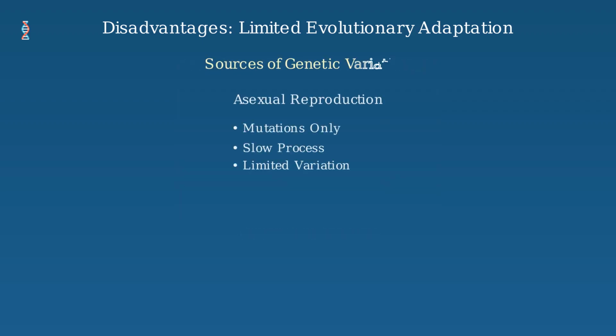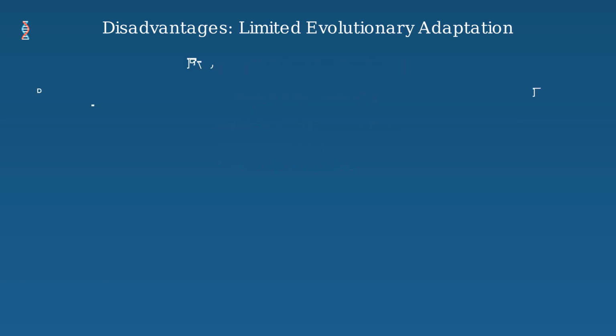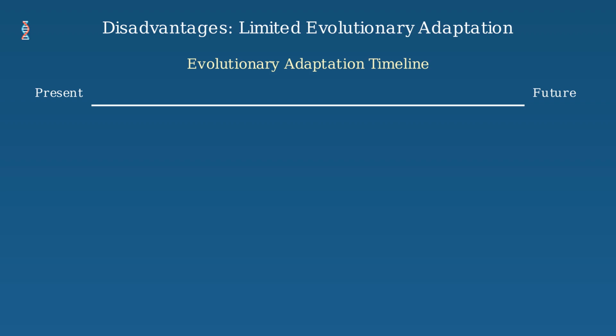In asexual reproduction, new beneficial traits can only arise through random mutations. In contrast, sexual reproduction combines genetic recombination with mutation, creating far more genetic combinations in each generation. The timeline for evolutionary adaptation is much longer for asexually reproducing organisms. Sexual populations can adapt in fewer generations through the rapid creation of new genetic combinations, while asexual populations must wait for beneficial mutations to occur randomly, which is a much slower process.